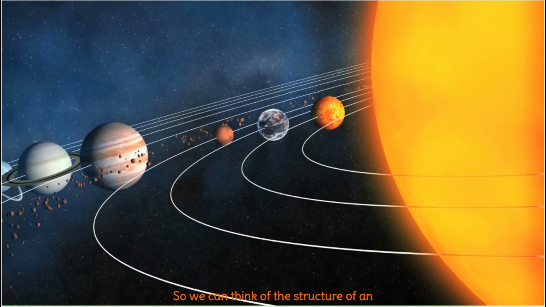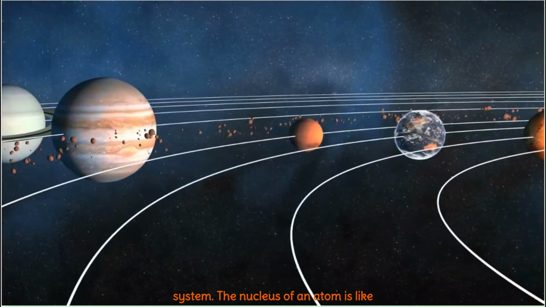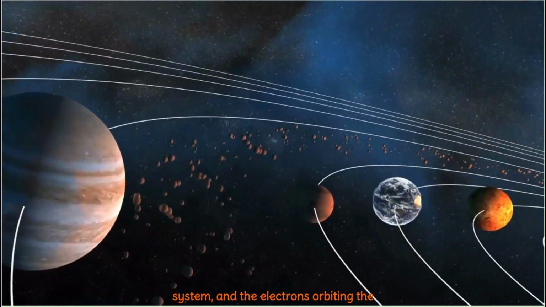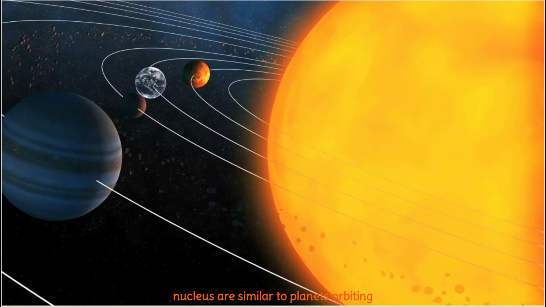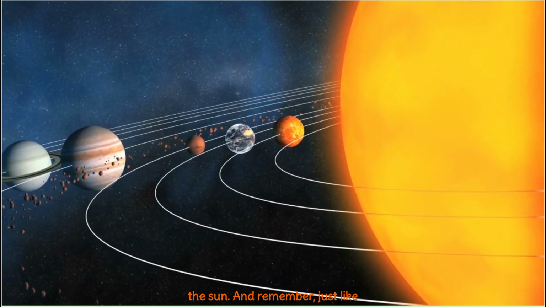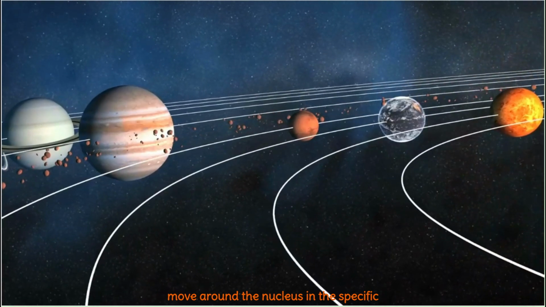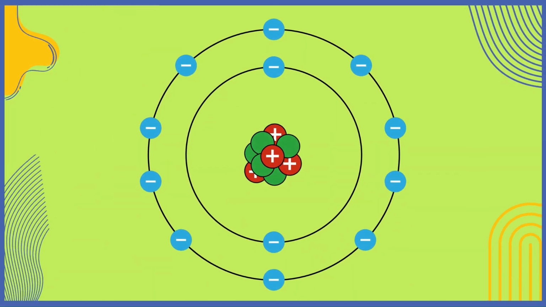So we can think of the structure of an atom like a tiny version of the solar system. The nucleus of an atom is like the sun in the center of the solar system, and the electrons orbiting the nucleus are similar to planets orbiting the sun. And remember, just like planets move in their orbits, electrons move around the nucleus in specific energy shells.